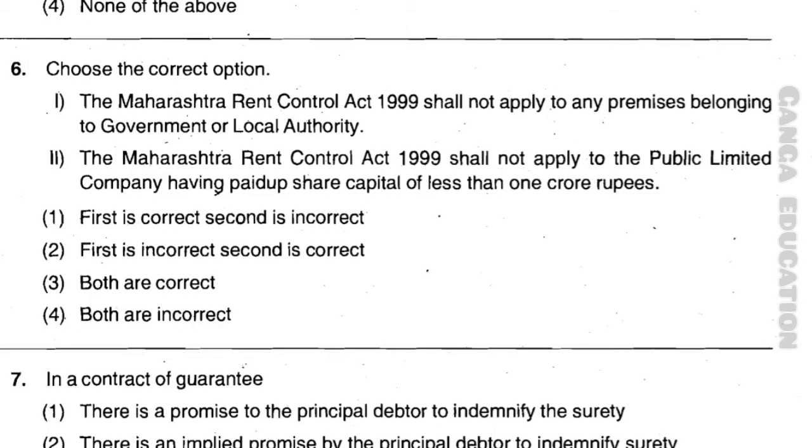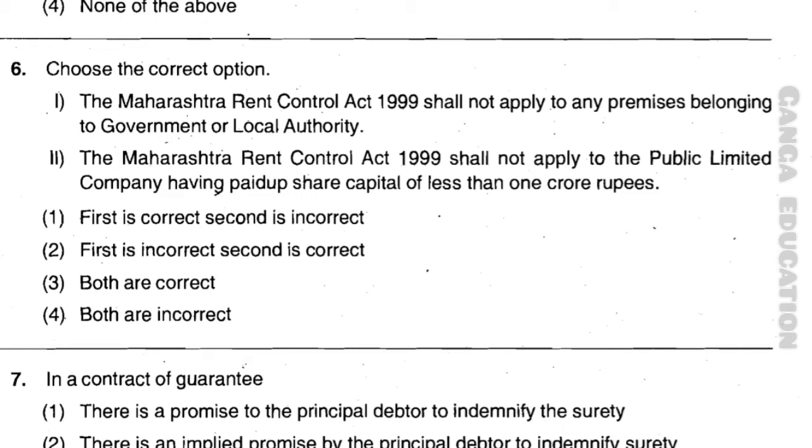Now question number 6. Choose the correct option. 1. Maharashtra Rent Control Act 1999 shall not apply to any premises belonging to government or local authorities. 2. The Maharashtra Rent Control Act 1999 shall not apply to the public limited company having paid up share capital of less than 1 crore rupees. Option number 1, first is correct, second is incorrect.